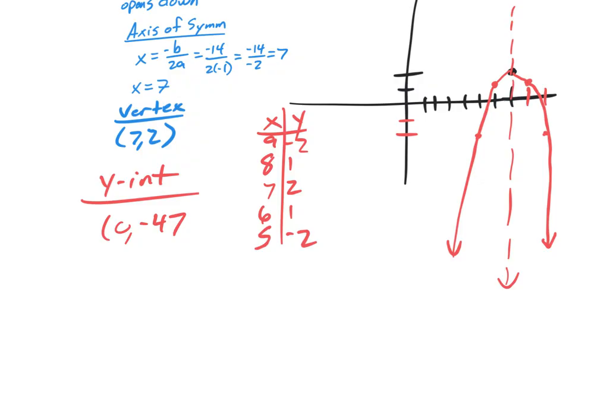So that's not really a good point to graph, right? We're not going to graph (0, -47). Sometimes that would be a good point to use. It just kind of depends on what the number is. In this case, probably not a point that we want to use to graph.